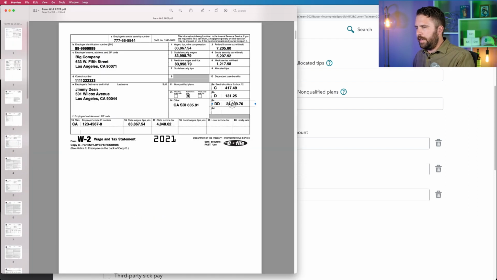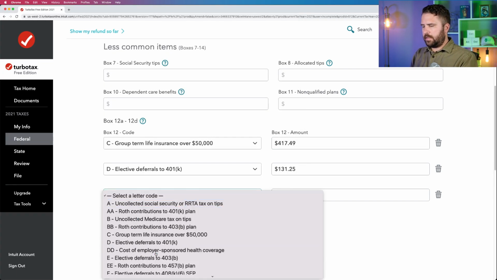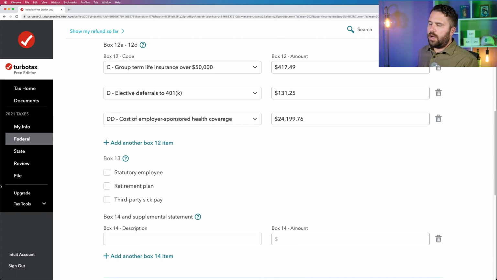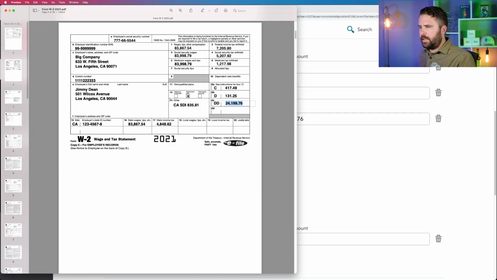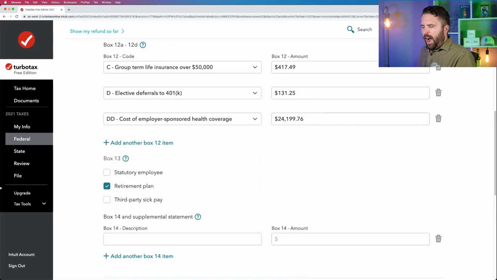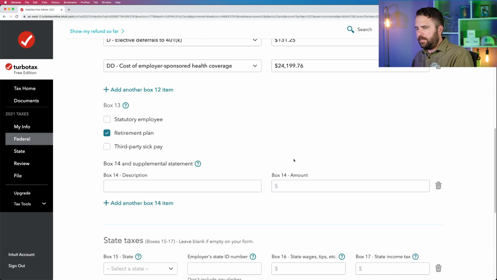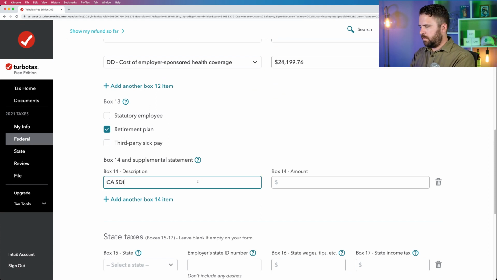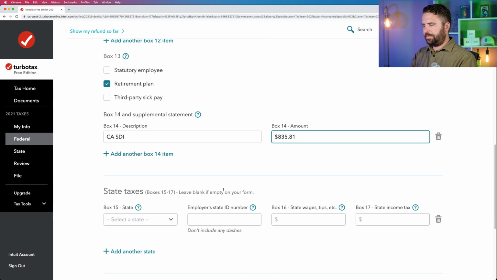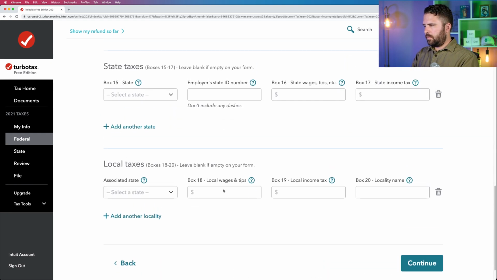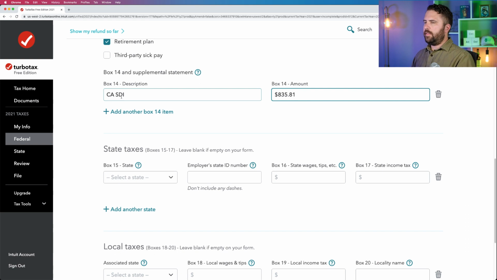Okay, D double D, 24,199.76. Okay. All right, 12, 13 retirement plans. Excuse me, I did not get much sleep last night. California SDI 3581. Okay. I know some tax software, if your state has a contribution like California does, the state disability insurance fund, they have a separate input for it. I think TurboTax, you just put it here, I think.